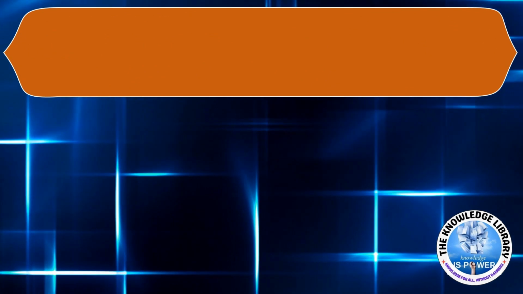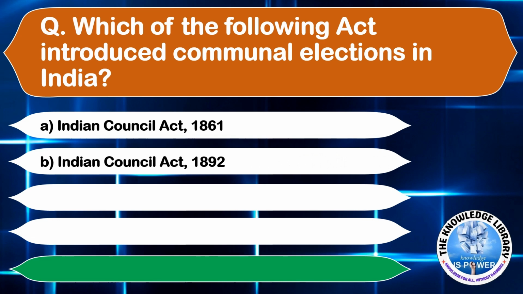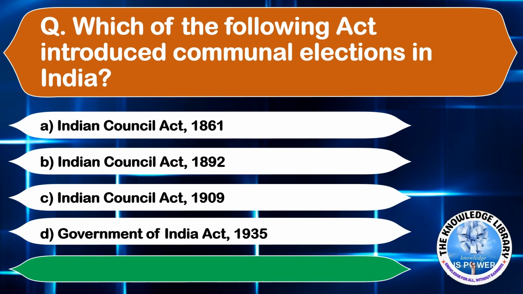Which of the following acts introduced communal elections in India? Option A Indian Council Act of 1861, option B Indian Council Act of 1892, option C Indian Council Act of 1909, and option D Government of India Act of 1935. The correct answer is option C Indian Council Act of 1909. Moving on to the next question.